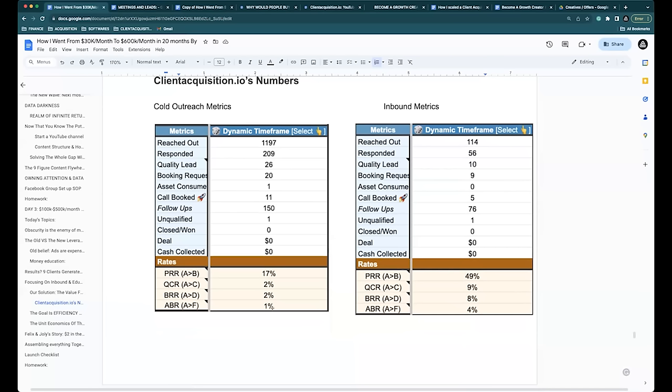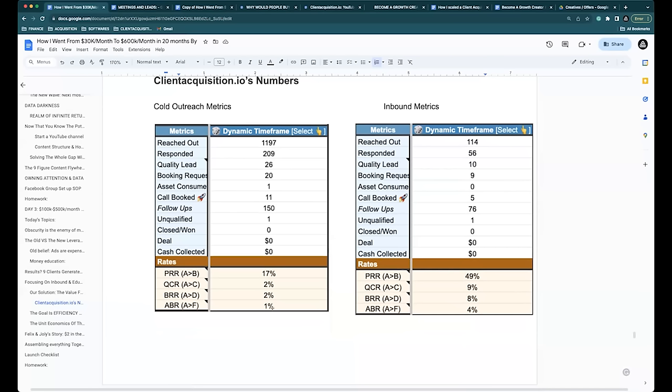Now, compare that to inbound. 114 people reached out to. 56 of them replied, which is a 49% reply rate. Okay. 9% qualification rate. So out of 56 people, we got 10 people qualified. 9 of them were sent a booking link because they were interested in learning more. And 5 of them booked a call. So 4% of everyone we reached out to booked a call, compared to 1% here. Okay. So here are the numbers.